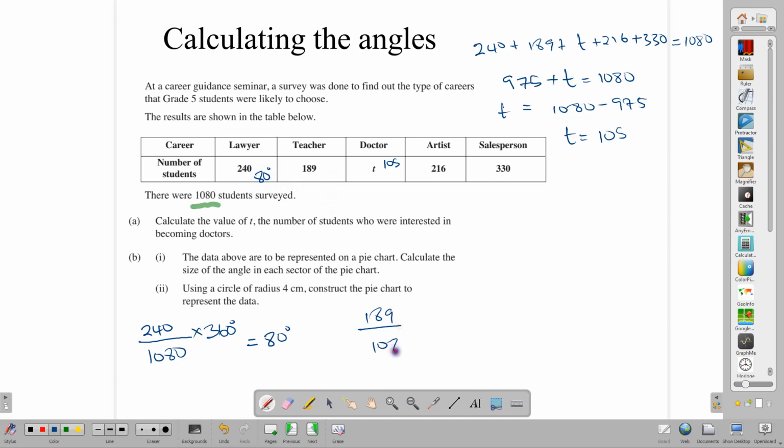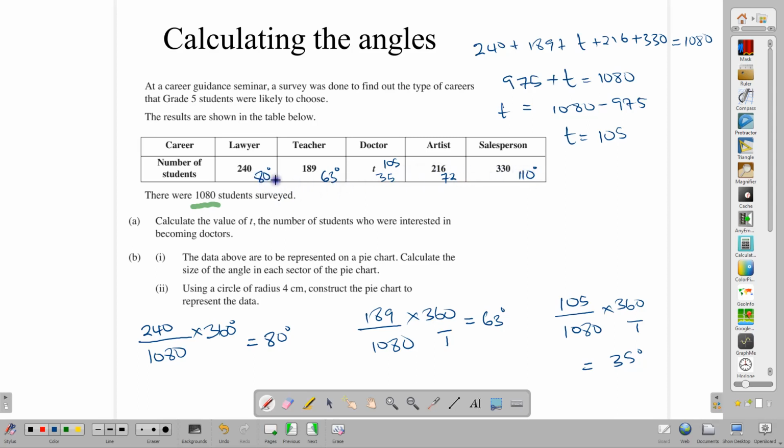189 over 1,080 times 360 again. Go ahead and use your calculator to do that. And that will give you 63 degrees. So we have 63 degrees here. To finish it with the others, we simply do the same thing, 105 over 1,080 times 360 degrees. And doing that gives you 35 degrees. So this one would be 35 degrees. And in doing the others, 216 gives 72 degrees and 330 will give you 110 degrees. So each of these, that is the amount of degrees they will take up out of the 360.